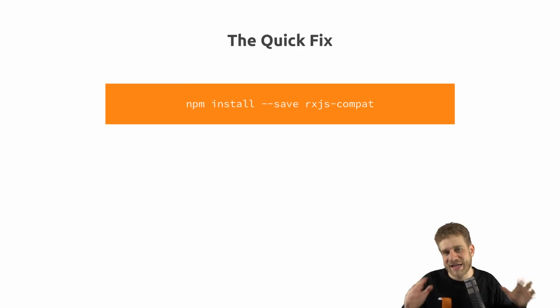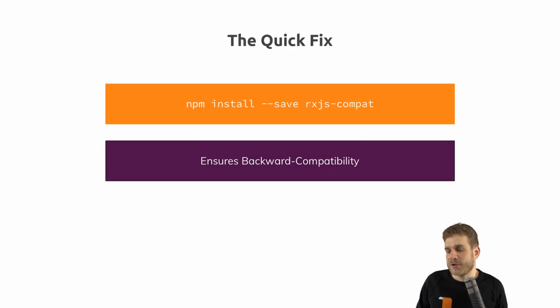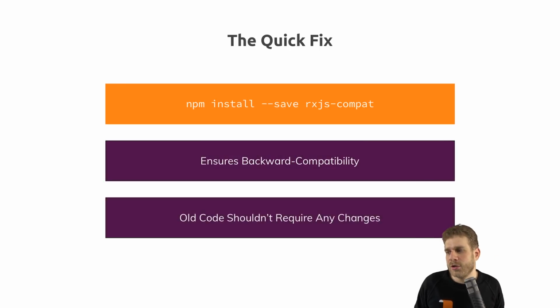And it doesn't even add a lot to your bundle size, so you're not even bloating your code a lot. This ensures backward compatibility, and all old code shouldn't require any changes. So this is a great first step so that you can then smoothly update step by step and you don't suddenly break your entire project. But why does it break at all? So what did really change?